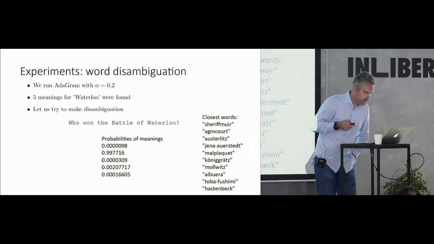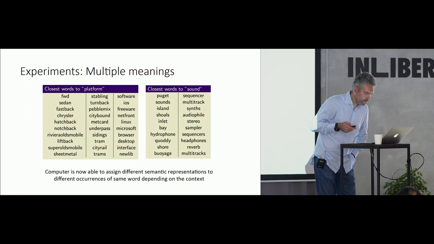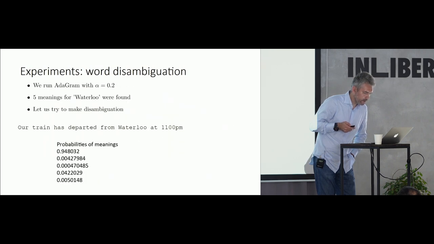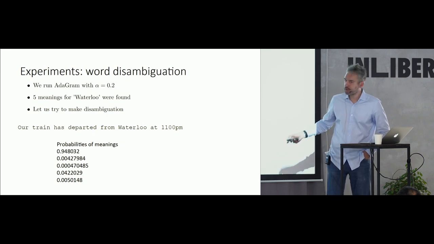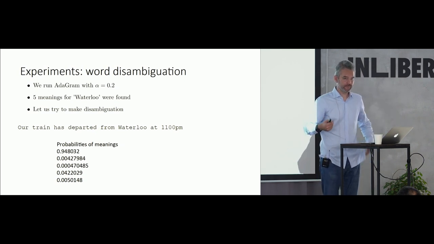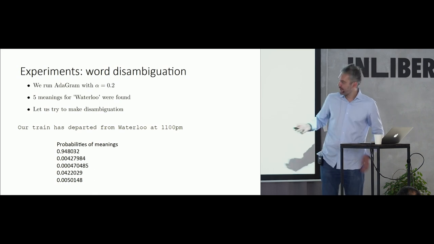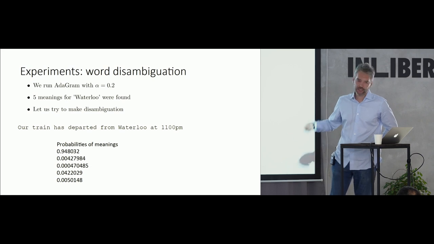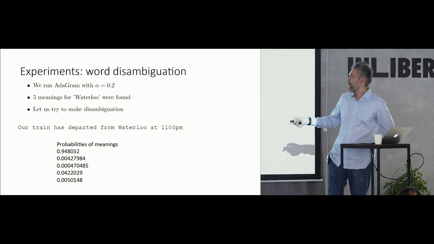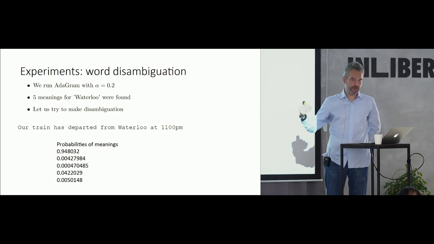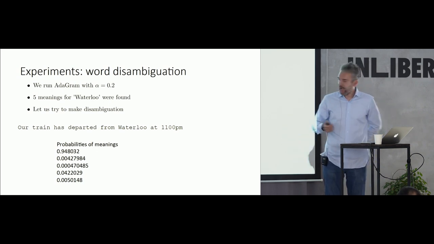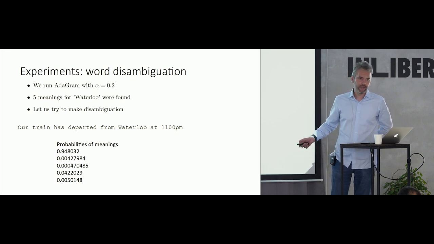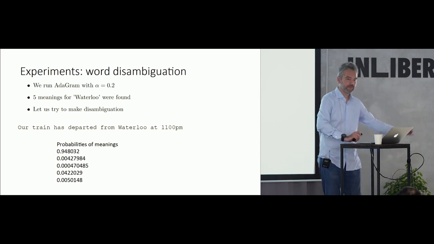Another one, I guess, probably the fourth one, is Waterloo as a village in Belgium. Yeah, I see. It's what struck my attention. This is why 4% of probability mass was assigned to this village. Because this can be, for example, "Our train has departed from Waterloo, Belgium at 11 p.m." And as for the last sense, I don't remember, but I think its probability was negligible, so we could simply skip it. I see. Thank you very much.